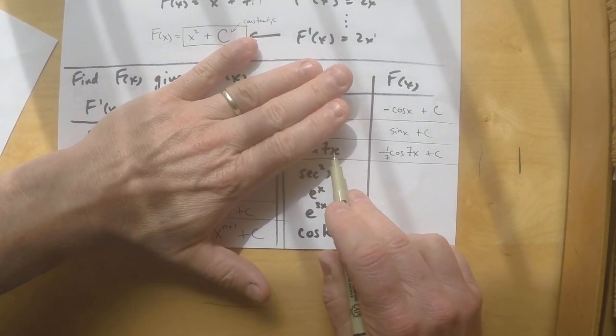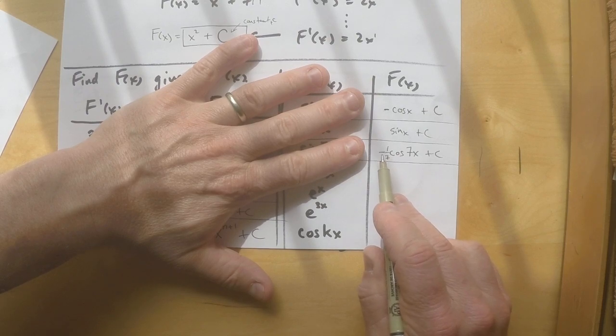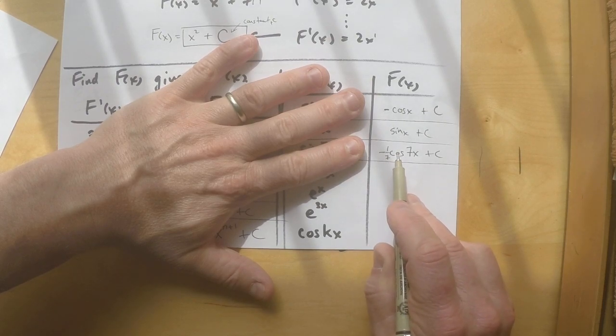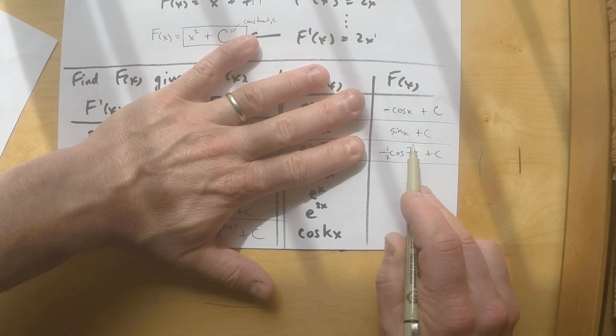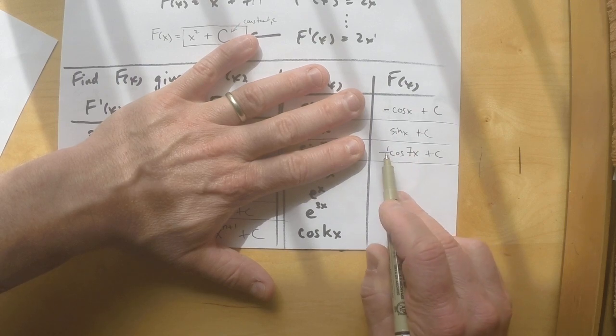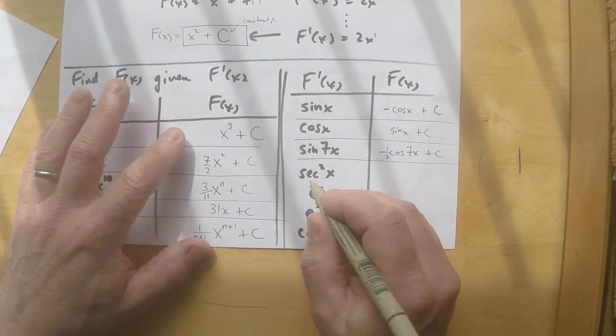And then I would just check it. Is the derivative of this this? Well, the derivative of cos is negative sine, times negative 1/7 would be positive 1/7 sine 7x, times the baby, which would be 7. 7 times 1/7 is 1. There's the winner. So you just check it.